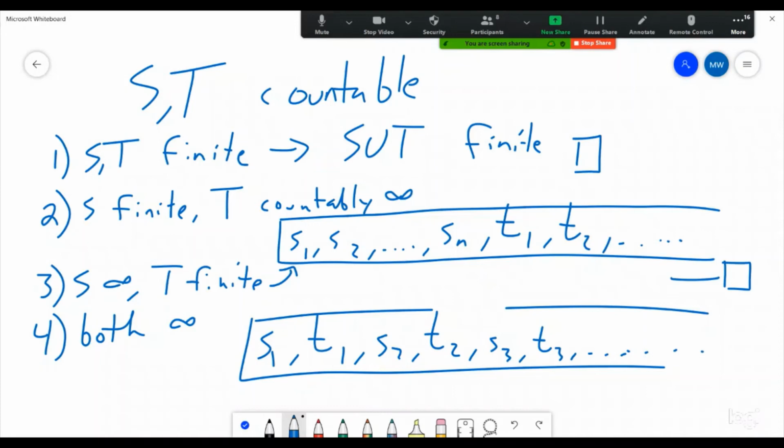And that's just to prove that S union T is finite in all four cases? So that's to show that S union T is countable. Not necessarily finite, but countable. So either finite or countably infinite.